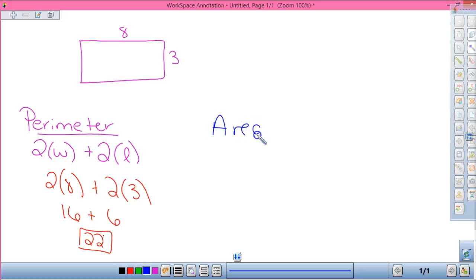Alright, so area. How do I find area? Oh, you take the length times the height. The length times the width, or the base times the height. Okay, you'll see it written either way. So in this case, what's my length? 8 times what's my width? 3. And I get 24. Boom. Is that our lesson? Not quite. We still got a little bit more to do.